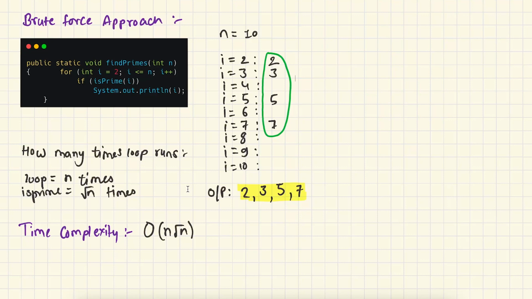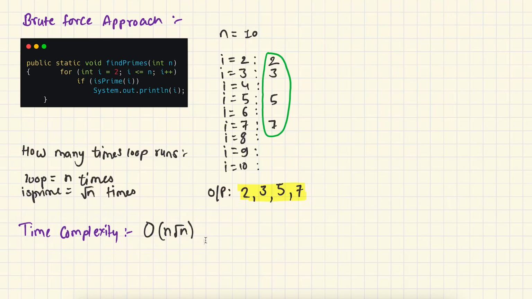Now let's talk about the time complexity of this function. How many times is our loop running? Our loop runs n times, from 2 to n. And as we have discussed in the previous video, our isPrime function takes square root of n time to find if a number is prime or not. So it means the time complexity of this function is going to be big O of n square root of n.